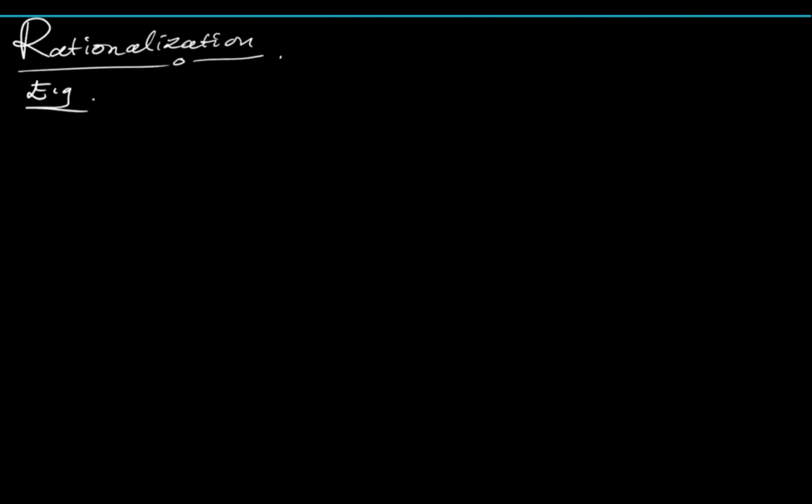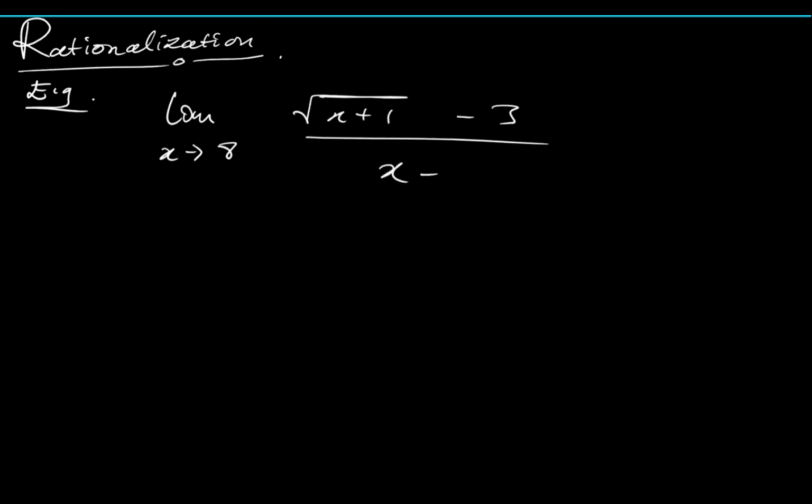Suppose we have the limit as x approaches 8 of (the root of x plus 1, minus 3) over (x minus 8). If you try to plug in here, you'd find that the bottom becomes 0. As a result, it would be undefined. So what we'll do is just rationalize what we have. Let's do a quick working and see what we get after rationalizing.